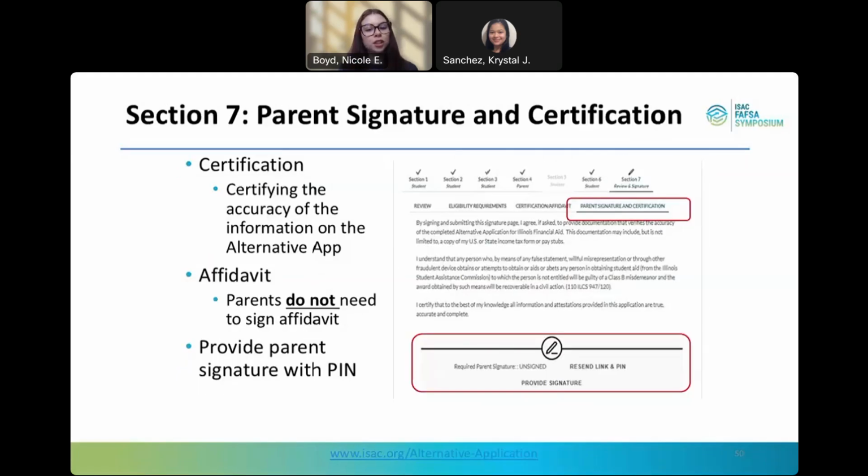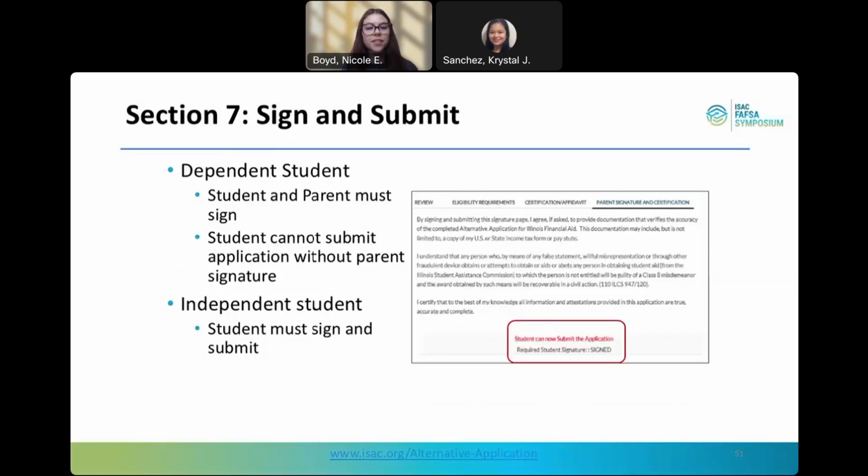And then there's also the parent signature and certification piece. So for the certification, they are again certifying the accuracy of the information on their application. Parents do not need to sign the affidavit, just the student, but they do have to provide a parent signature with their PIN number. And then they're going to sign and submit. So for dependent students, both the student and parent have to sign, and the student cannot even submit the application without a parent signature. For independent students, just the student has to sign and submit.